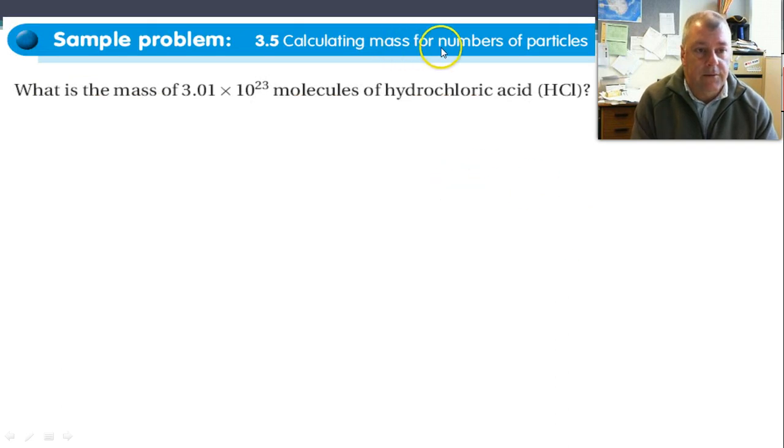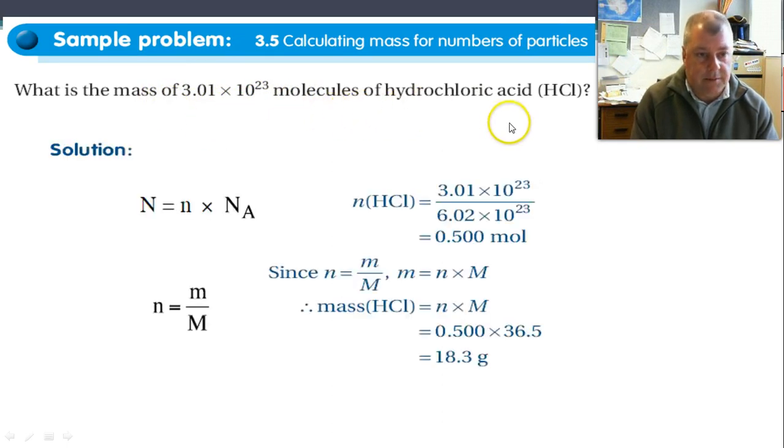Calculating mass from number of particles. So in this case we're given the number of particles, so we're going a little bit further here and we want to know what mass it is of hydrochloric acid. And so we go back to a formula we used a while ago where we've got N equals little n times Avogadro's number, so that would be the number of particles, and then this n here goes into this formula here. So first of all we need to work out how many moles we have.